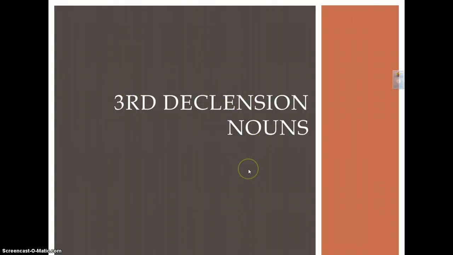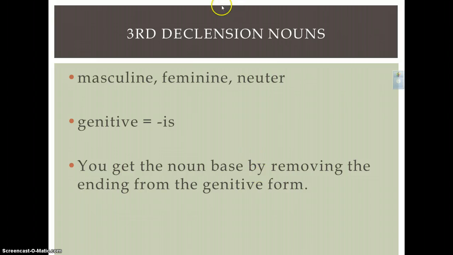So for those of you in Latin 2 this year, this is the first real new piece of information that we're doing this year. Third declension nouns function just the way nouns always function. It's just a new set of endings, okay? So, some general information about the third declension. The genders of the nouns can be masculine, feminine, or neuter.